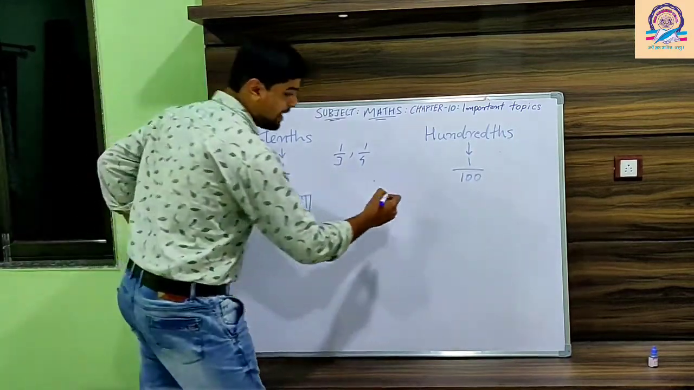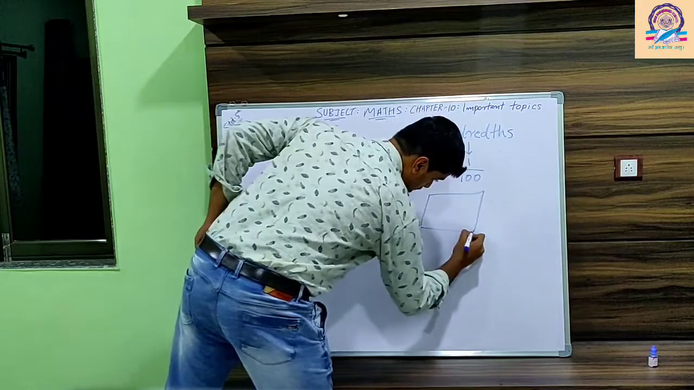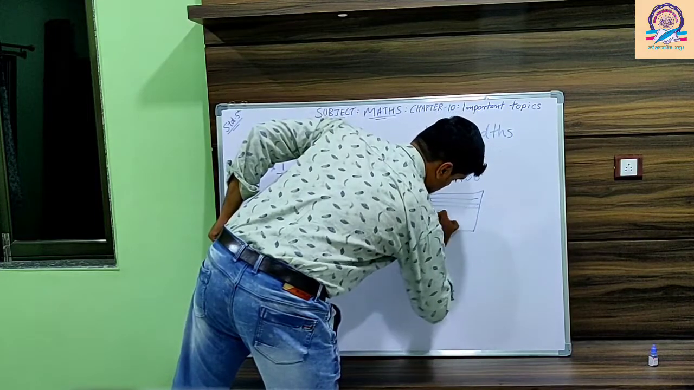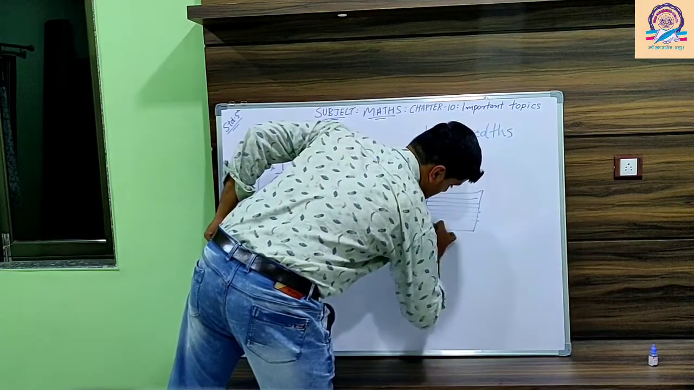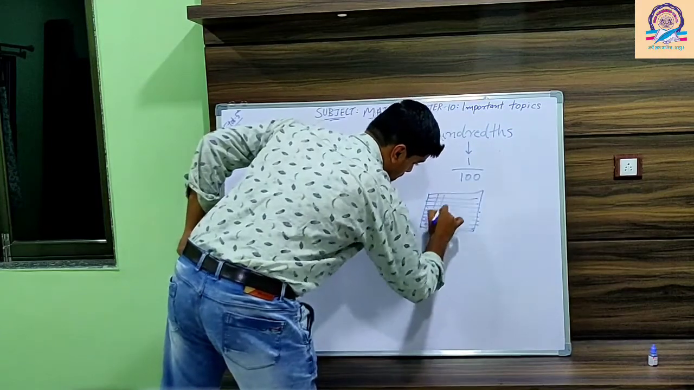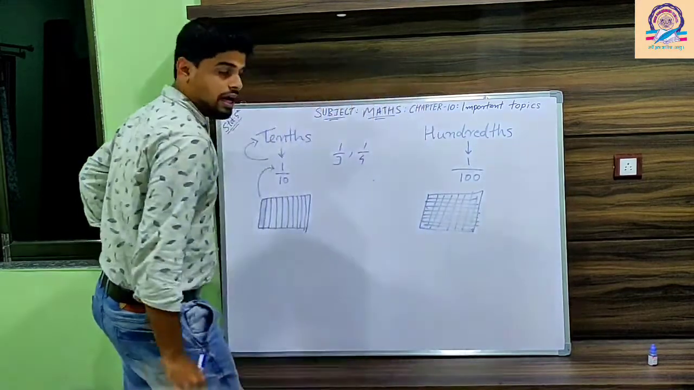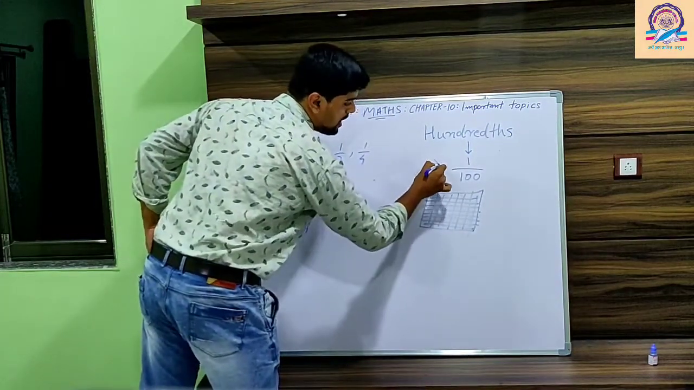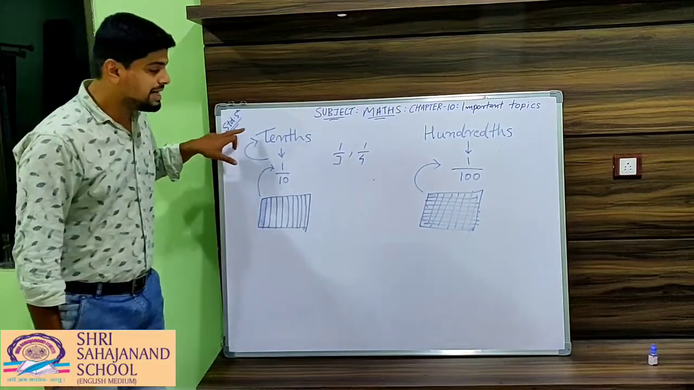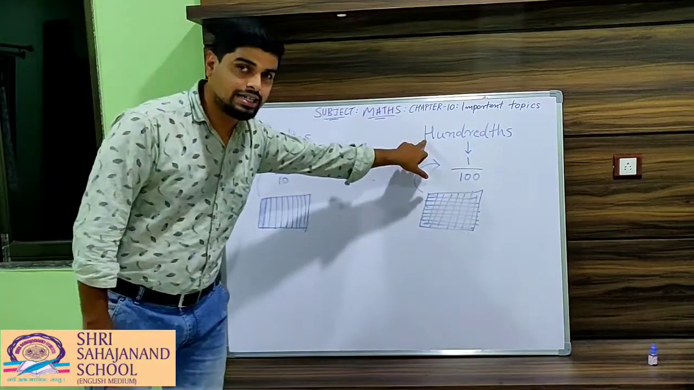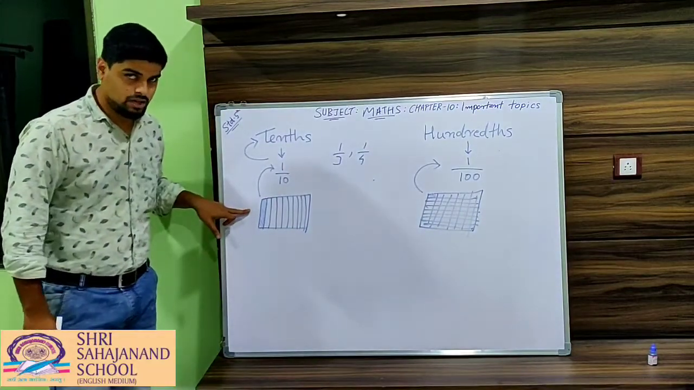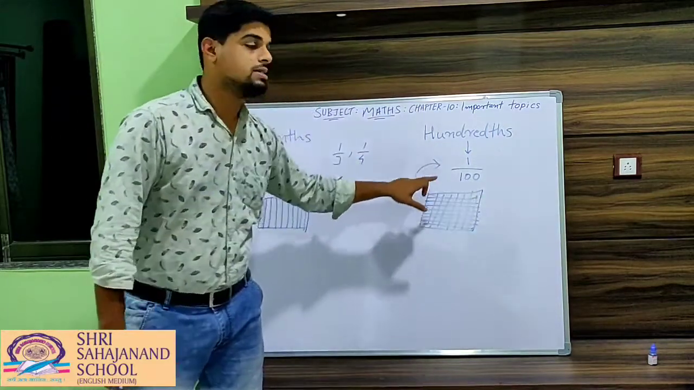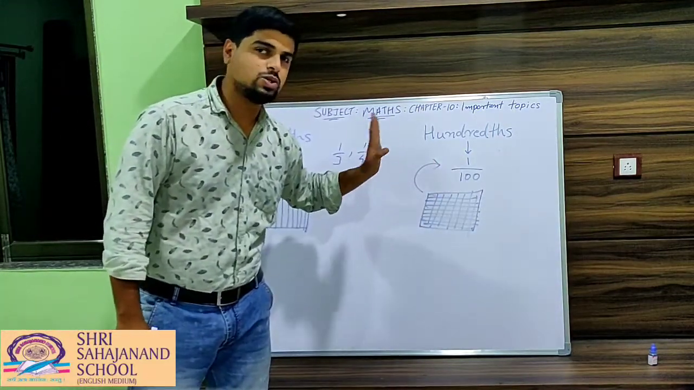Okay, similarly, if I have a whole, and if I make 100 parts, 1, 2, 3, 4, 5, 6, 7, 8, 9, 10, okay, if I make 100 parts, then one part of 100 is known as hundredths. Is it clear what is tens and what is hundreds? Okay, one part of 10 is 1/10, and one part of 100 is 1/100. Is it clear? It's very simple.